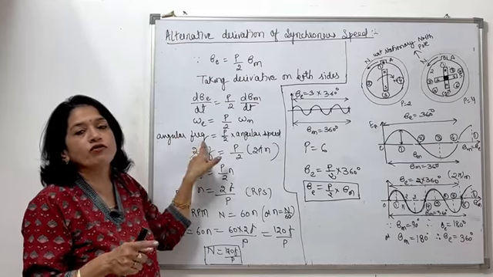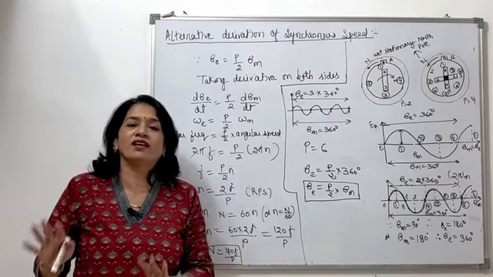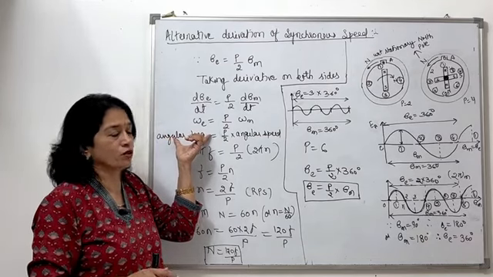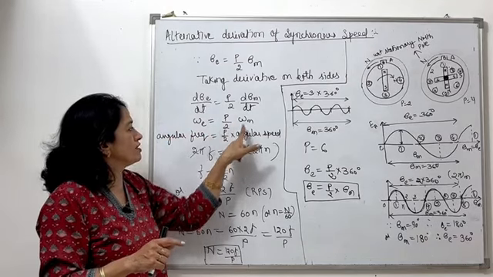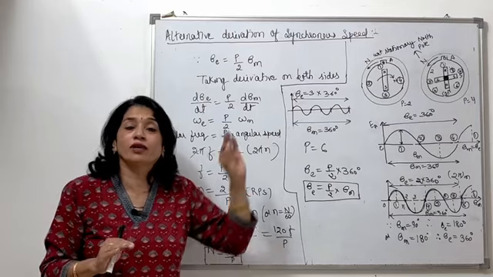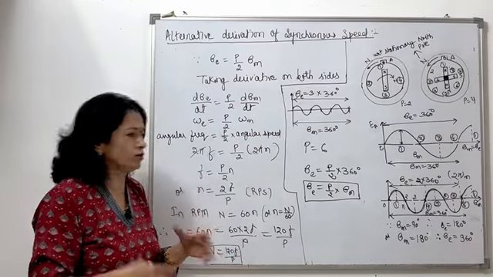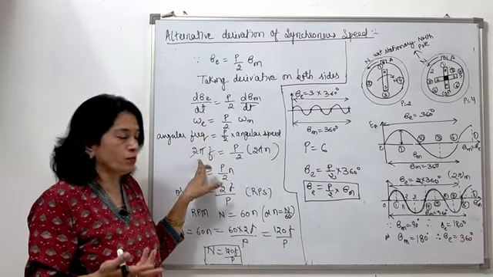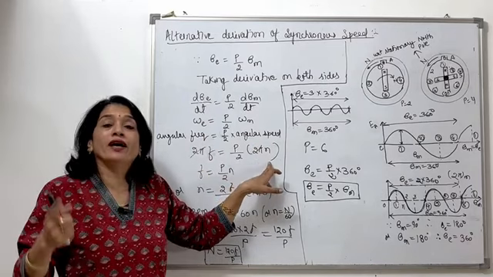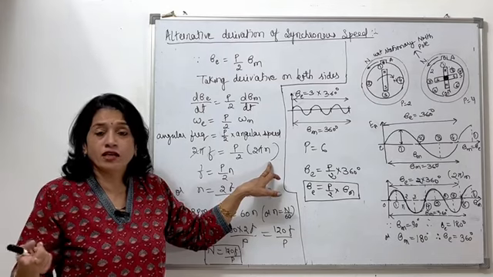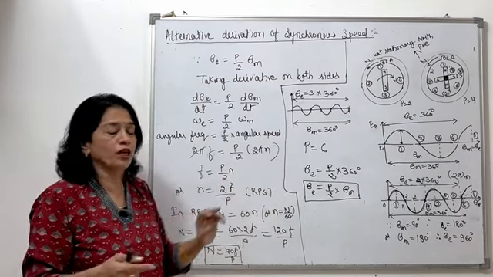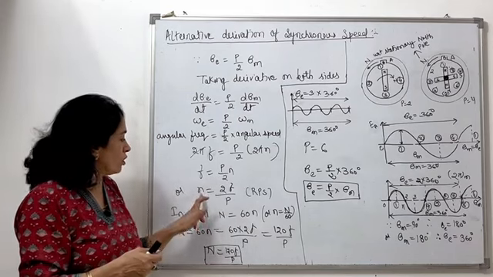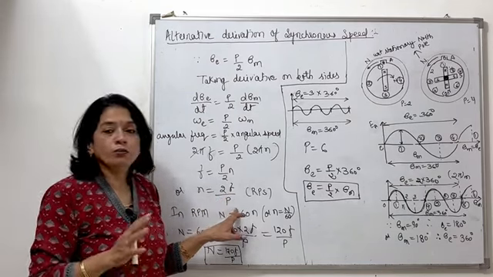So angular frequency is omega e, and the normal electrical frequency is f. P by 2 is there, and omega m is the angular speed, the actual mechanical speed of the rotor or stator conductor, whatever I am considering. Omega e can be written as 2 pi f and omega m can be written as 2 pi n, where small n is revolutions per second, RPS. So f equals P by 2 into n after 2 pi cancels out, or small n is equal to 2f by P, but it is in RPS.